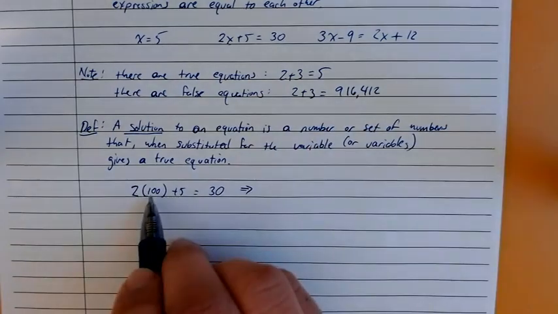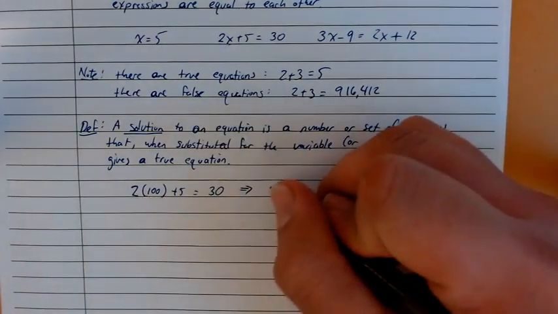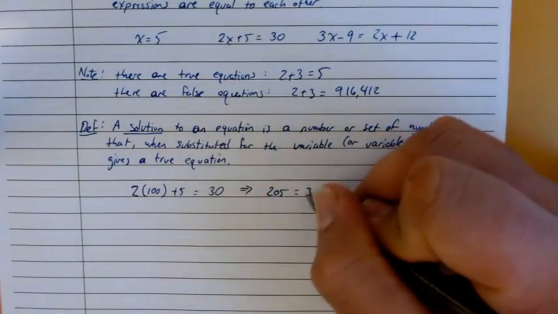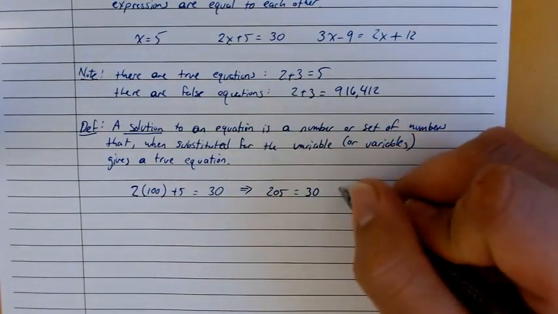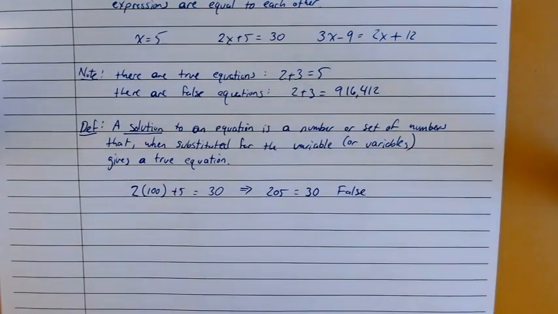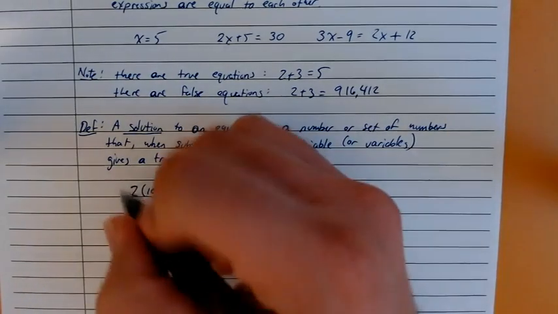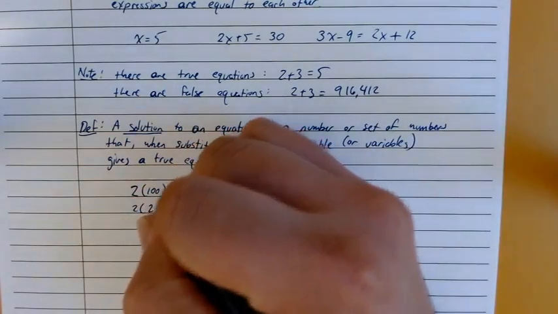Here, 2 times 100 is 200, plus 5 is 205. And we're saying 205 is equal to 30. Of course not. That's false. In fact, most numbers that we plug in here would give us a false statement.